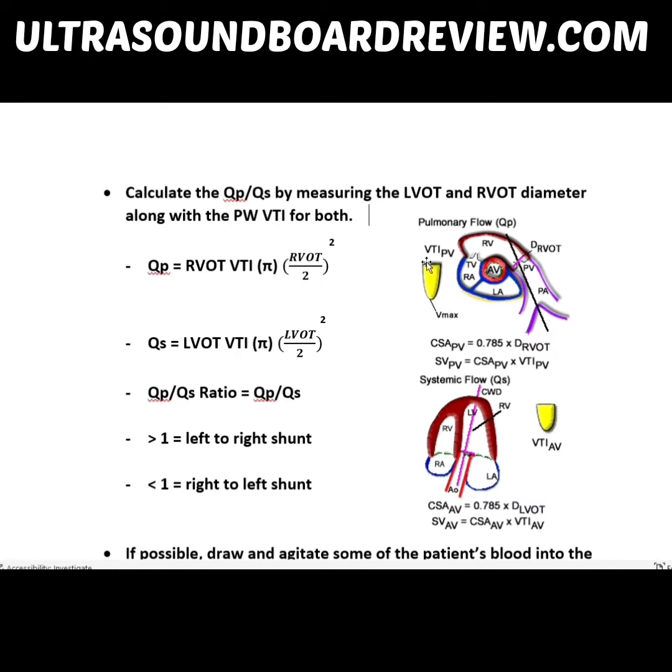So when you get your QP and QS, you'll divide them together, and if your number comes out to greater than 1, the shunt is left to right. If the number you get is less than 1, it's right to left.